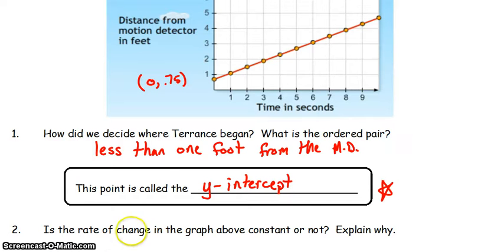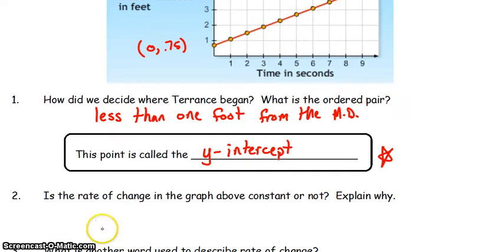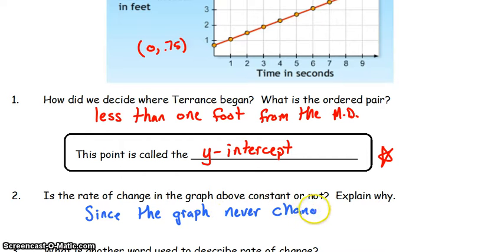Another review question here. Is this rate of change of this graph constant? Of course it is. We can tell it's constant because it forms a straight line. Remember, it's not constant if it has a curve or if it changes direction at some point. Since this graph never changes direction, the rate of change is constant.